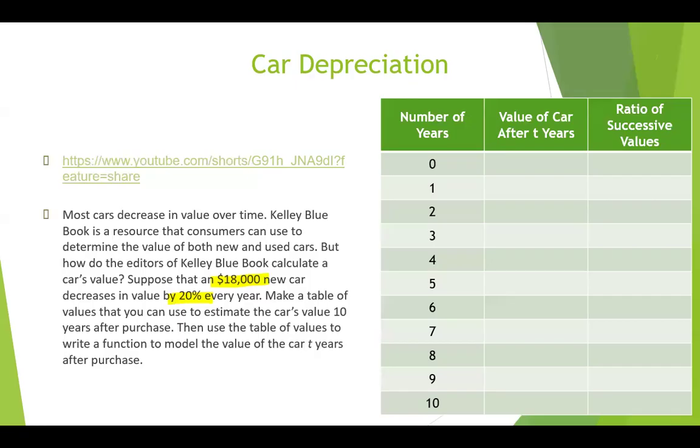Your job at your table is to figure out what is the car's value after 10 years. That last column, we're going to do together. Does that make sense? Okay. You're doing the second column, the value of the car after 10 years. The last column we're doing together as a class. Capiche? All right, get to reading. Go.